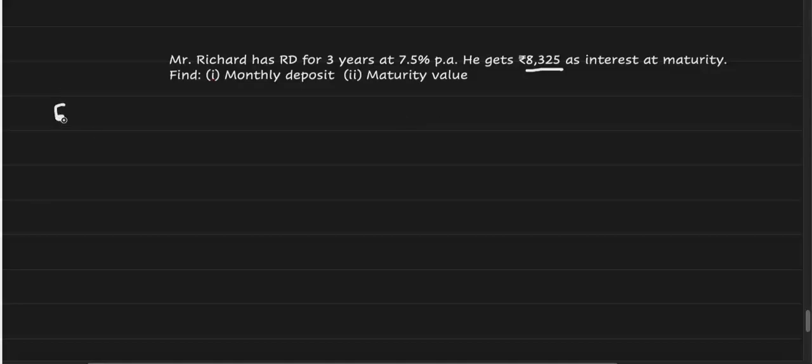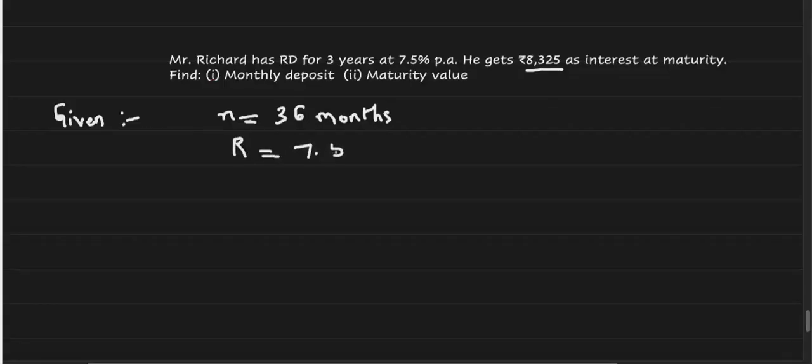Whatever given values are there first of all: 3 years means N value is 36 months. Then you have rate of interest, which is equal to 7.5% per annum. And he gets interest. Interest is how much? 8325 is the interest. And we need to find out what is the monthly deposit and the maturity value.